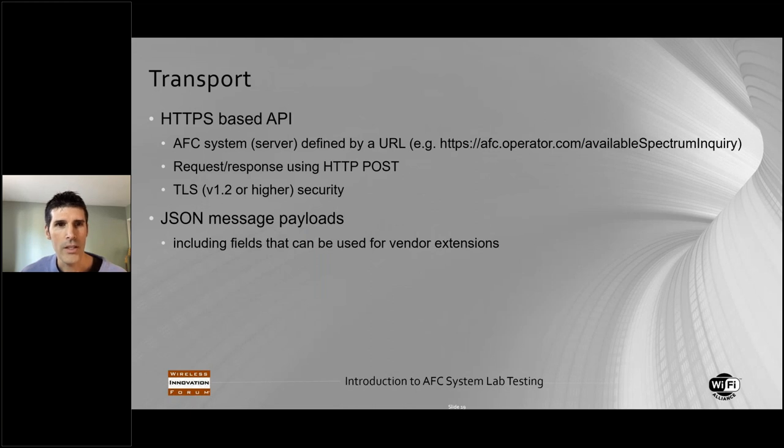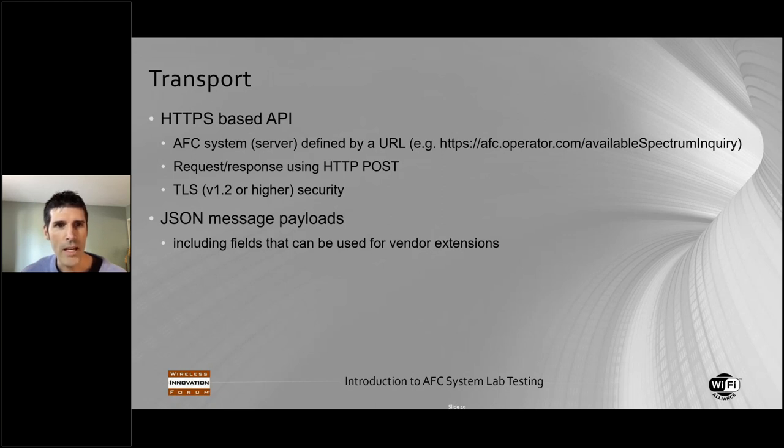Okay, so this slide just describes the transport at a very high level. So it's quite a simple interface, based on modern best practices for transport. So it's an HTTPS based API. The AFC system is a server that's defined by a URL. So there's an example there, https.afc.operator.com/availableSpectrumInquiry. And that's the method which is used for this request. So it's a basic request and response protocol using HTTP POST.